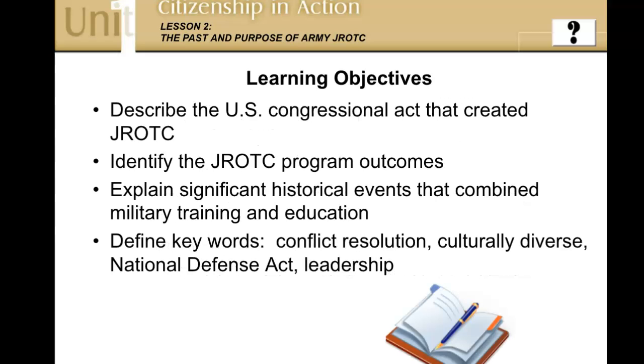So, learning objectives. Describe the U.S. Congressional Act that created JROTC. Explain the JROTC program outcomes. Explain significant historical events that combine military training and education. And then make sure we're paying attention to those keywords: conflict resolution, cultural diversity, National Defense Act, and leadership.